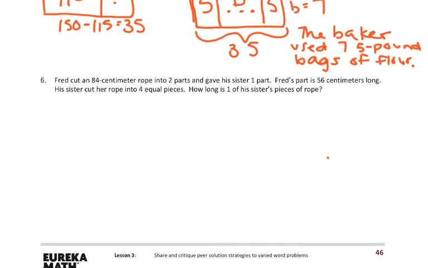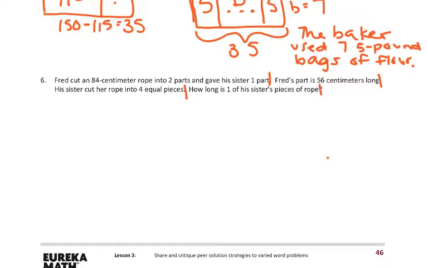Okay, guys, this is the last one. Fred cut an 84 centimeter rope into 2 parts and gave his sister 1 part. Fred's part is 56 centimeters long. His sister cut her rope into 4 equal pieces. How long is one of his sister's pieces of rope?